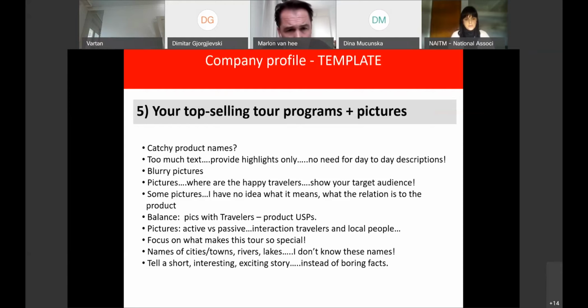Again, focus on what makes this tour so special. Bullet points, very briefly. Don't mention too many names of cities, towns, rivers, or lakes, because many people don't know the names of your cities and towns. So if you mention the name of a village, I probably will not know it, and I will not understand why this village is so special. So instead of putting the name of the village, explain what makes this village so special.